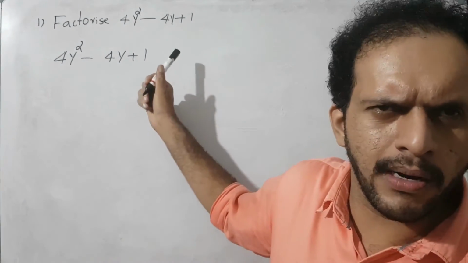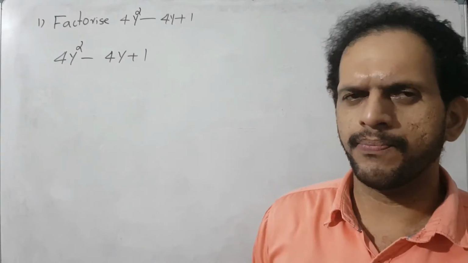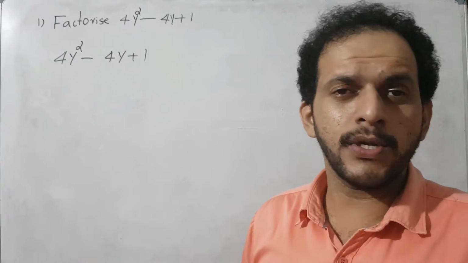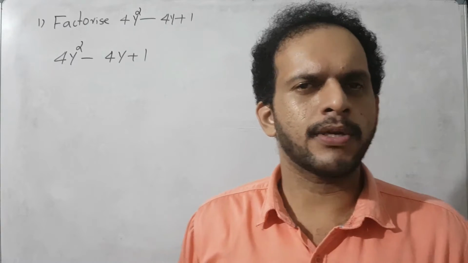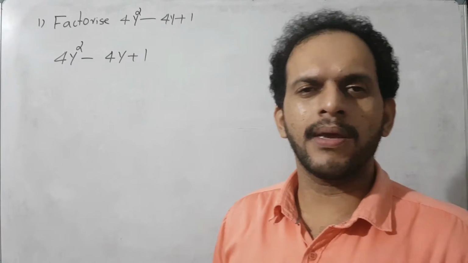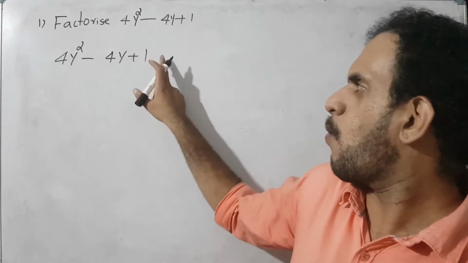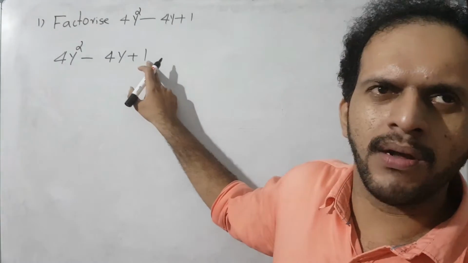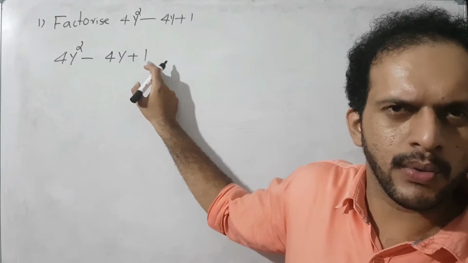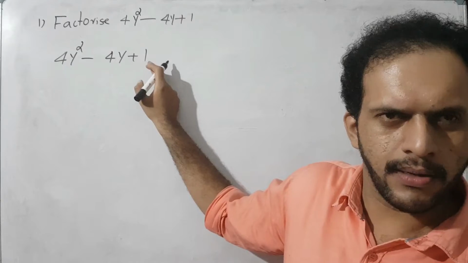The last one is not in the square form directly, but it is possible to convert it into the form of a square. Why? Because 1 is the square of 1. Correct?